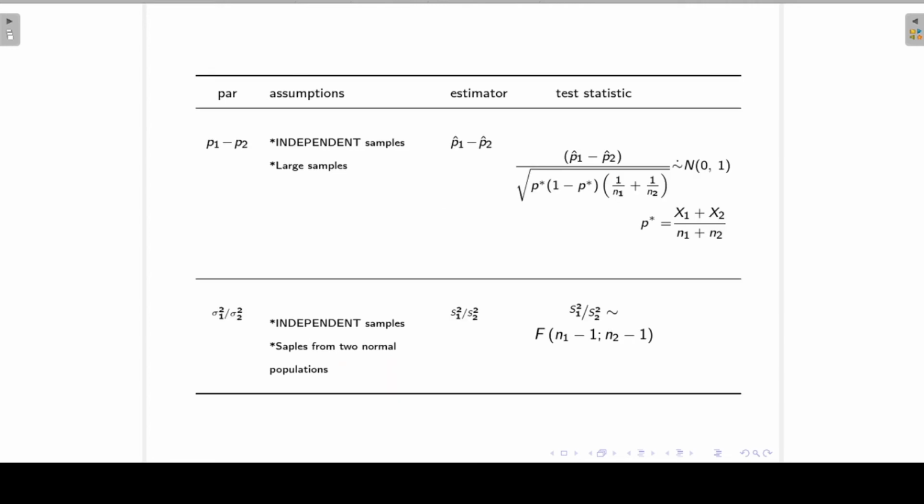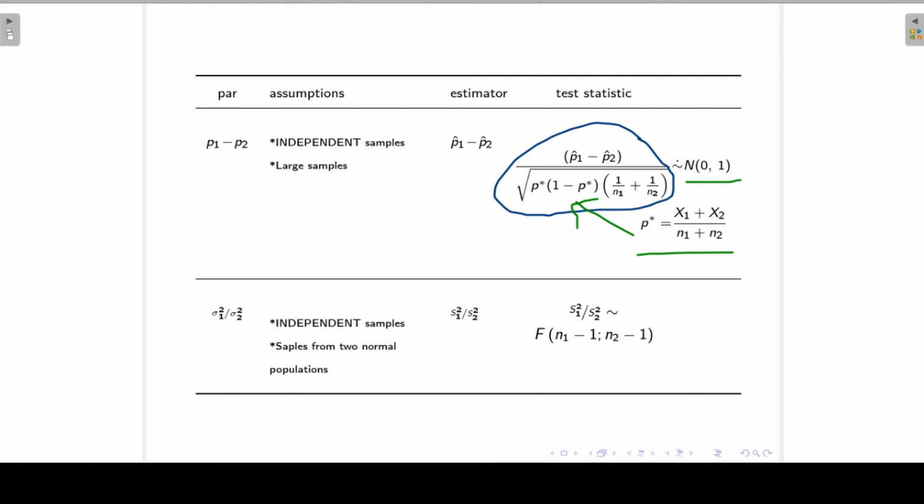Okay, and we also looked at the difference between two population proportions. Our assumptions are independent samples and we are working with large samples. Then our test statistic is this formula here, and we need to calculate the pooled proportion so that we can substitute it into our test statistic, and our test statistic follows the approximate standard normal distribution.